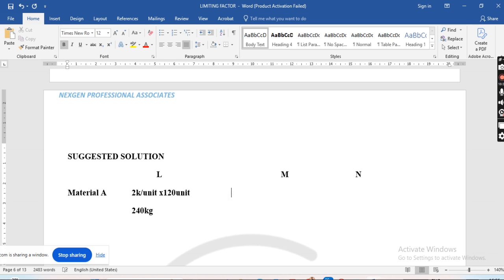So the next one is material B. How many kg will they use to produce 1 unit? 1 kg. Okay, 1 kg per unit times how many units? 160 units. So this is 160. Okay, 160 kg. Next.